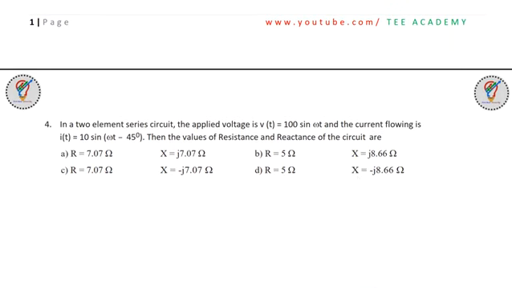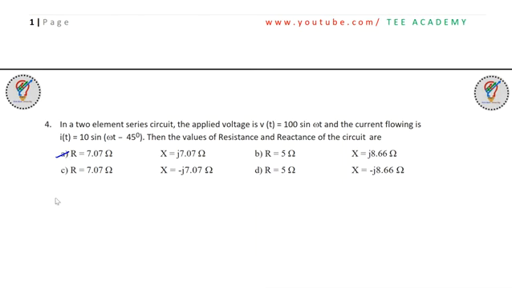In a two-element series circuit, the applied voltage is V of t is equal to 100 sin omega t, and the current flowing is I of t equals 10 sin of omega t minus 45 degrees. Then the values of the resistance and reactance of the circuit are. Now pause the video and solve the problem. Okay, so I will tell the answer. The answer here is A.